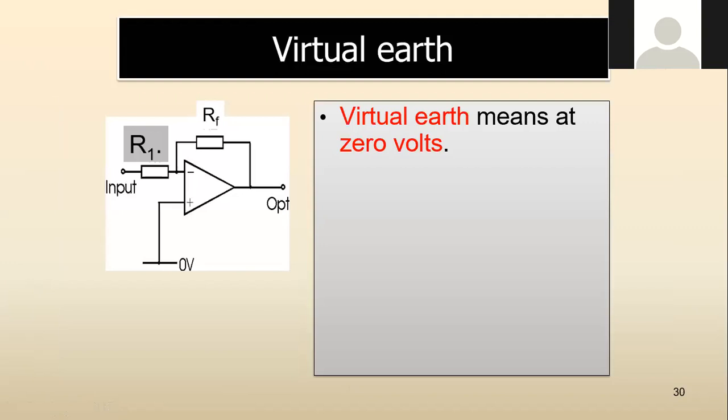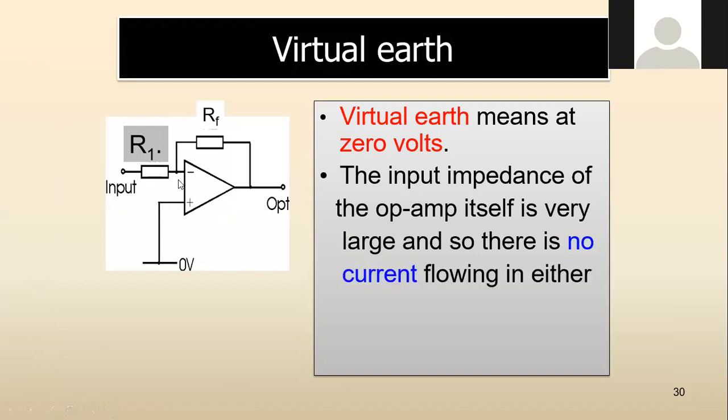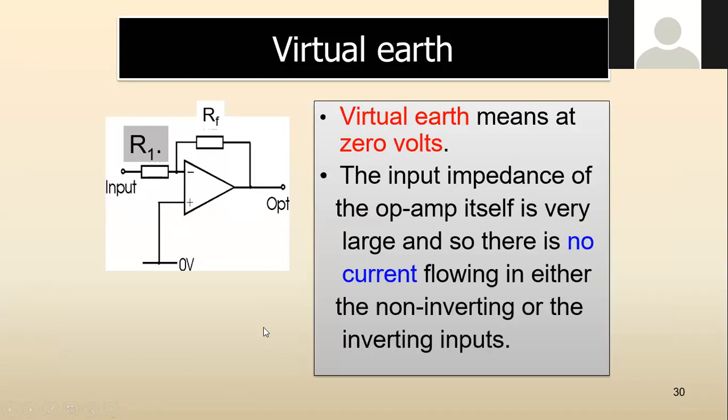Okay. So virtual earth basically means 0 volt. We didn't connect to earth, but it looks as if it's a virtual earth. It's 0 volt. The input impedance itself is very large. So if this is 0, this is 0, the input impedance here is very large, so no current will flow into the op amp. Remember, these are all theoretical. So that point P is your virtual earth.